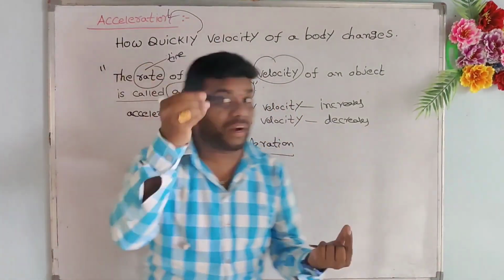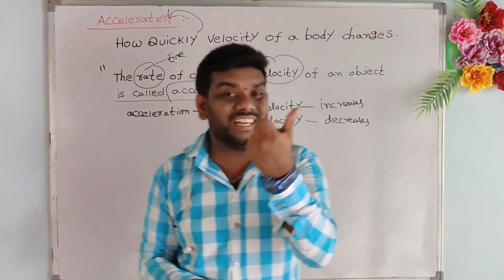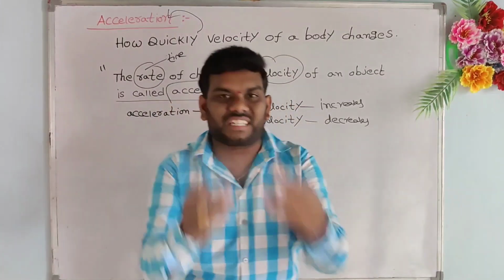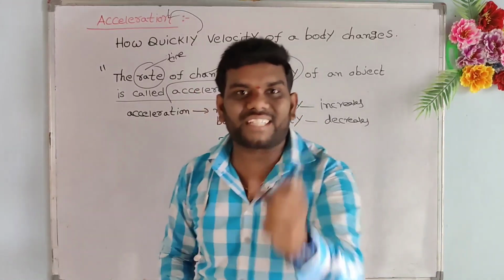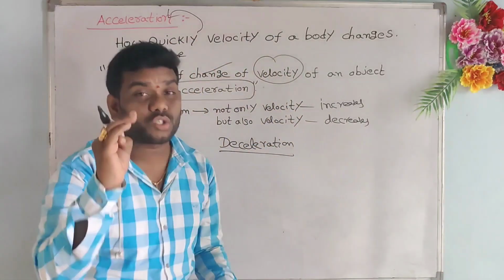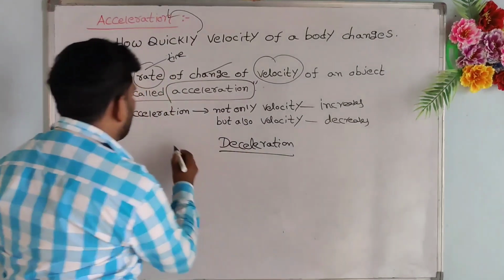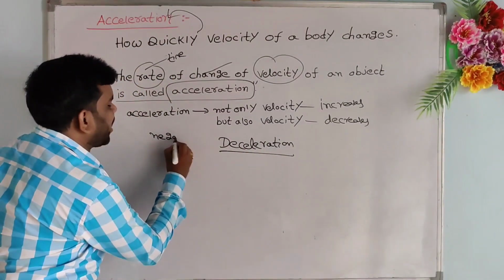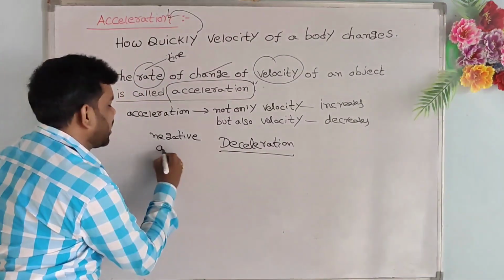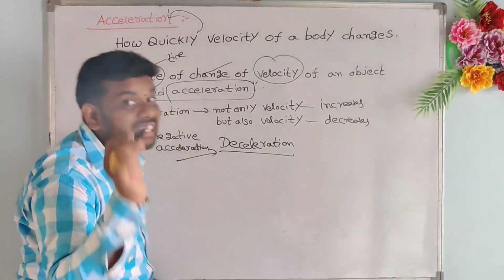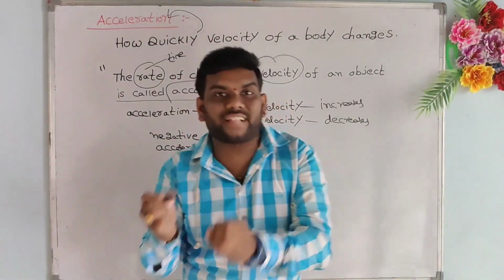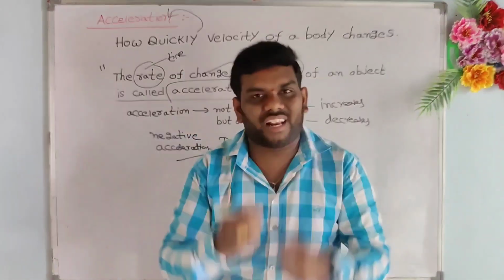So in that particular case, speed gradually decreases. The speed of the train away from us, from the initial point, in that case is called deceleration. So deceleration is nothing but negative acceleration. Negative acceleration is also called deceleration.